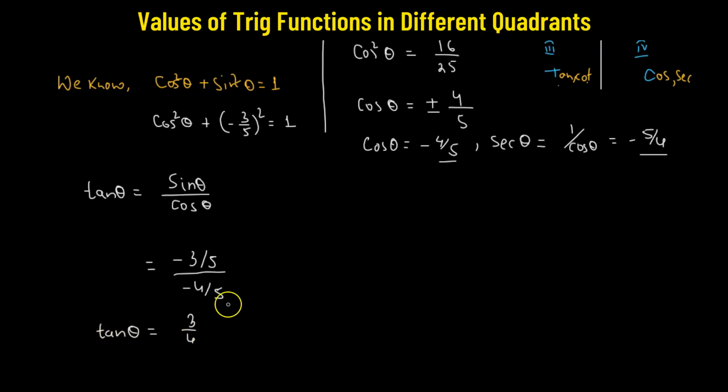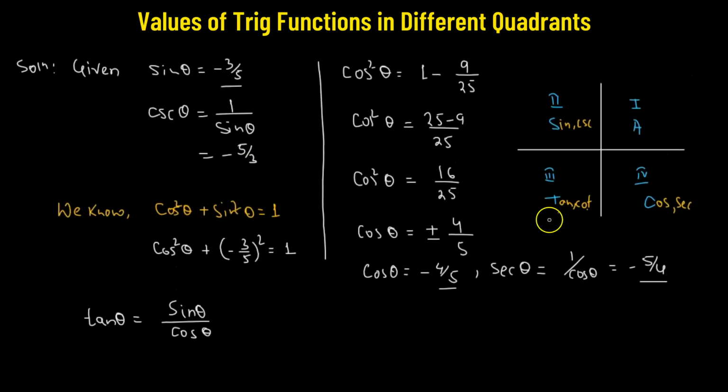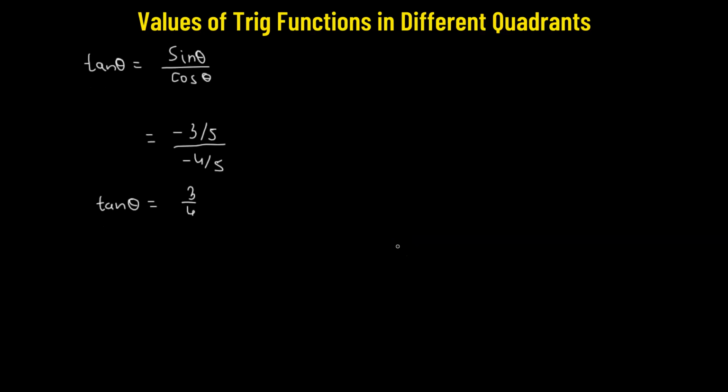And this is going to be a positive value because we are in the third quadrant where the tangent and the cotangent functions are positive. And now that we have the value of tangent theta, we can immediately find out the value of cotangent of theta, because cotangent of theta is the reciprocal of the tangent function. So the reciprocal of 3 over 4 is going to be 4 over 3. So we have successfully obtained the remaining trig functions. So let's note each of them.